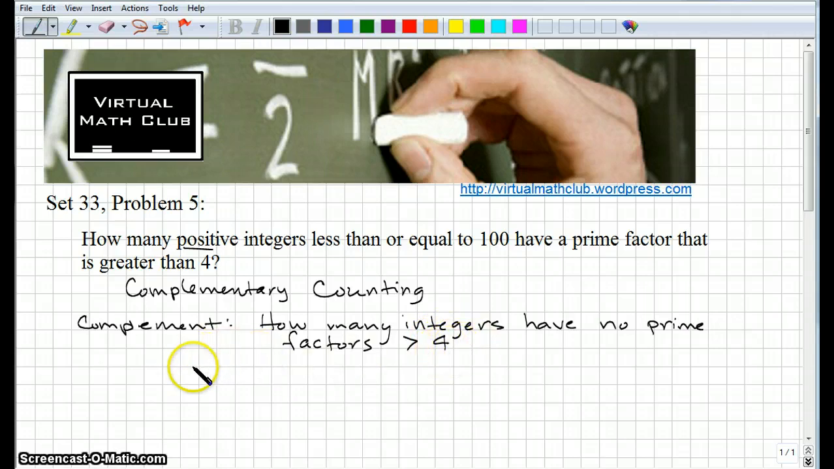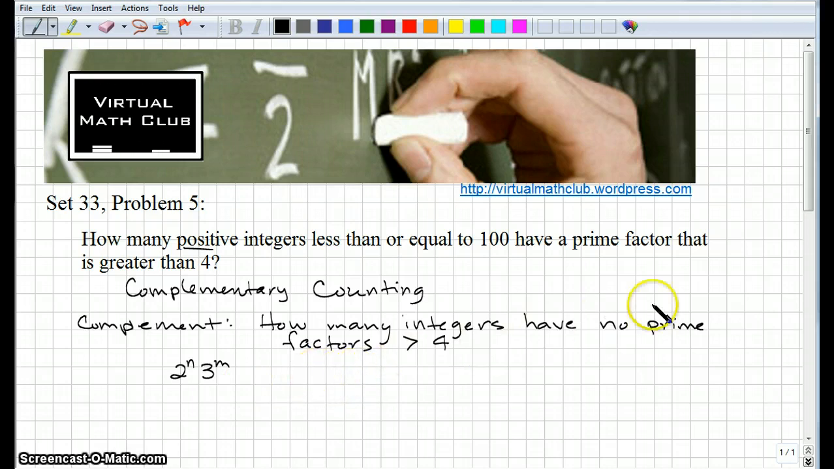We're looking at numbers that are of the form, well, there's only 2 prime numbers that are less than 4. It's 2 and 3, right? So we're looking for numbers that are of the form 2 to some exponent and 3 to some other exponent. Okay? And we can eliminate all of those, and then what's left over will be the integers that have prime factors greater than 4. Okay? So if we eliminate any of the numbers that are of this form, then we can subtract that from the whole, which is 100. Okay?